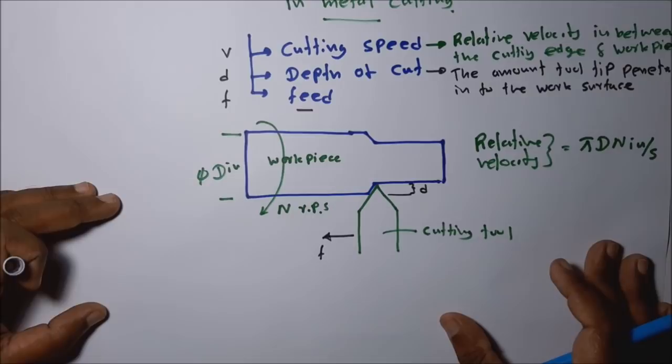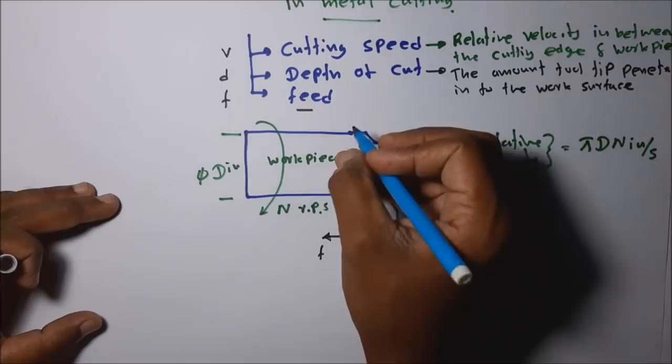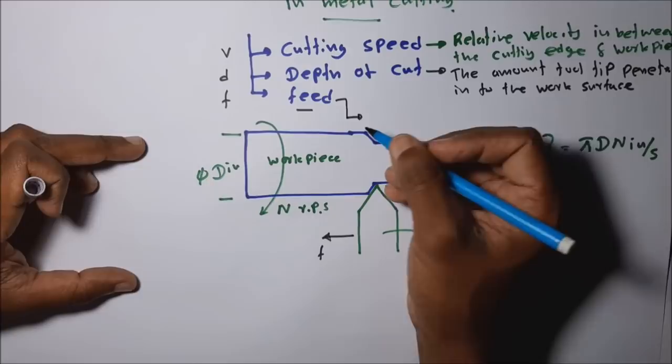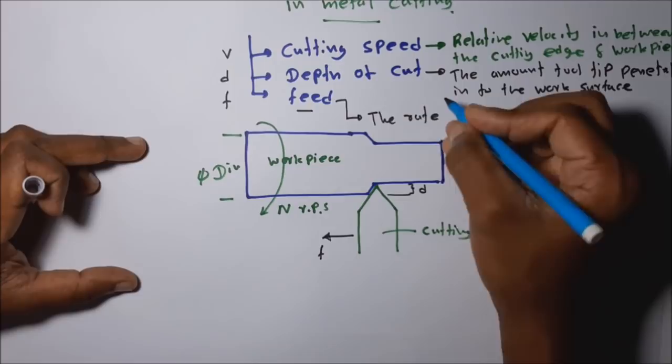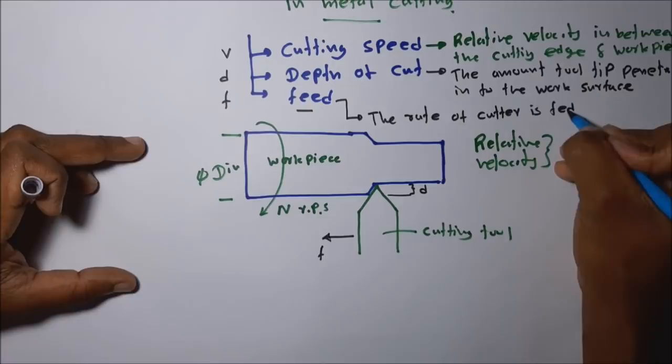Okay. Then it's also called secondary motion. The feed is also called secondary motion. The feed means the rate of advance of the tool in metal cutting operations. Rate of advance of the tool or rate at which the cutter is fed is called feed.